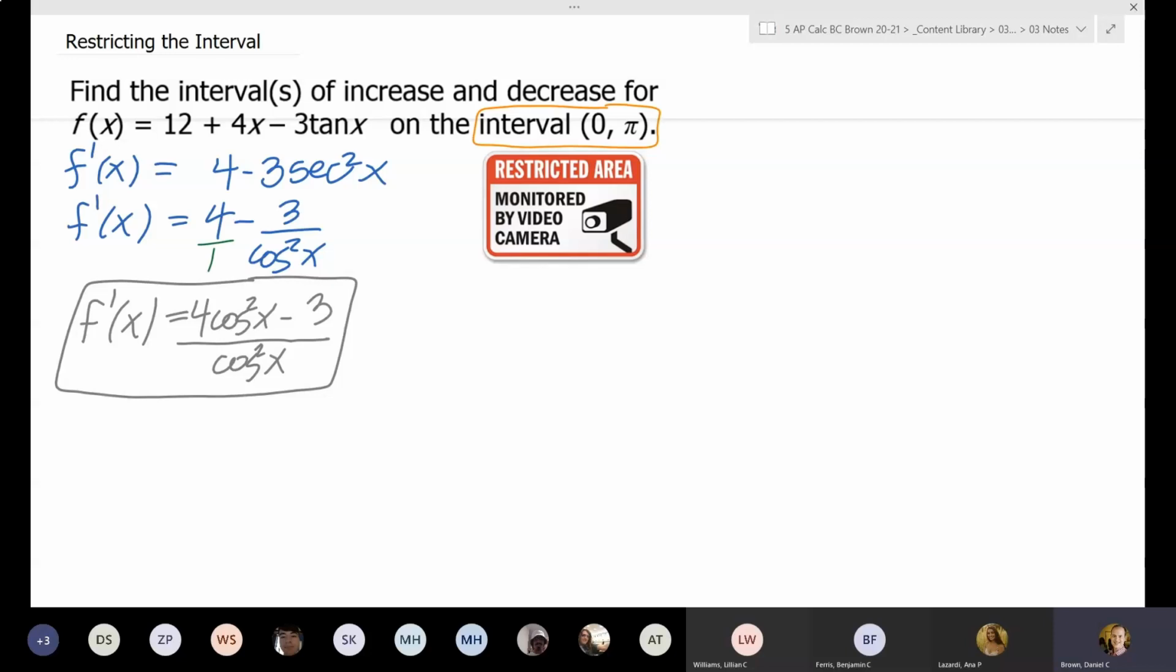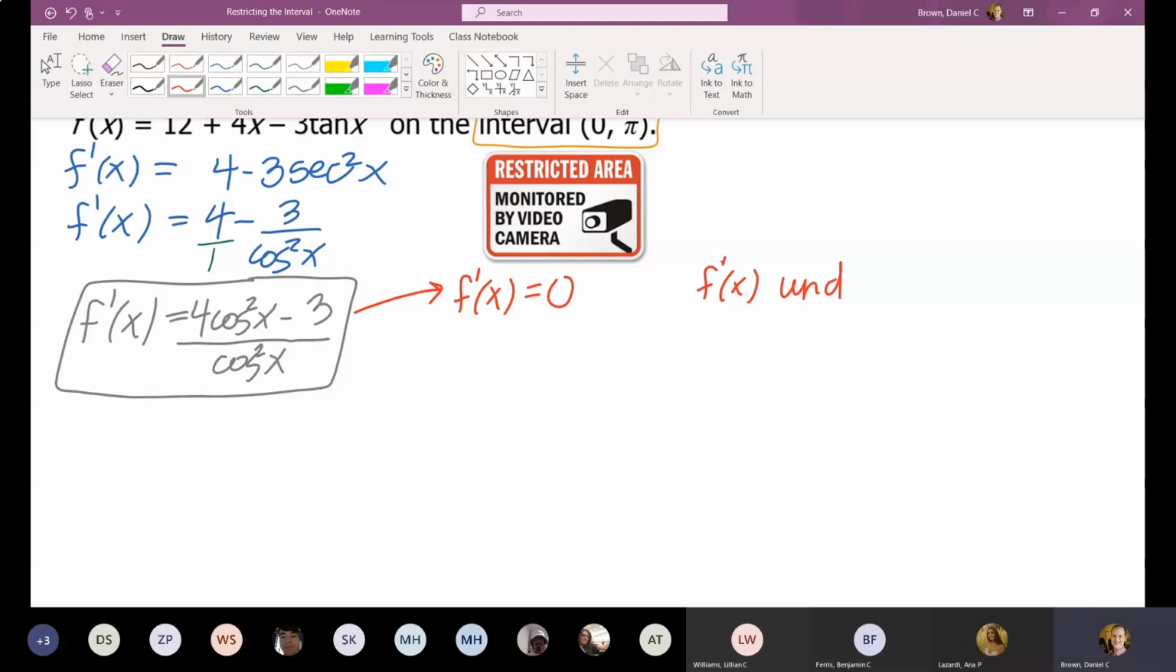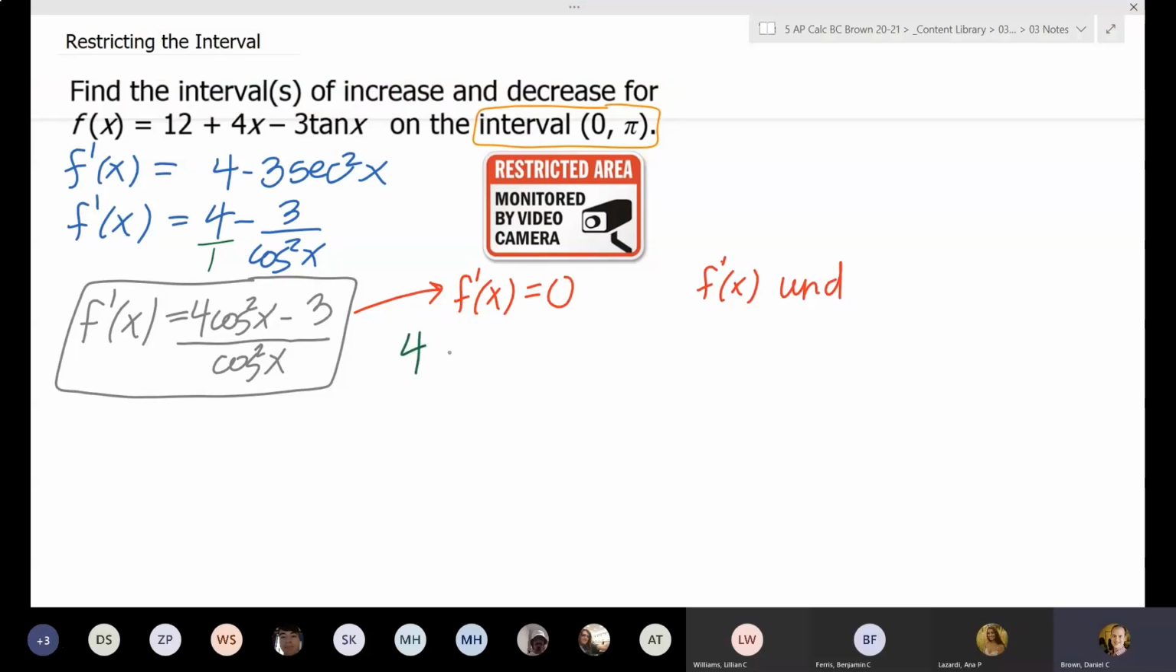So we found our derivative. The next step we need to do is to find our critical points. We know the critical points happen in two places. They happen when the derivative is equal to 0, and they happen when the first derivative is undefined. Since this is written as a fraction, I know the first derivative is equal to 0 basically when I set that numerator equal to 0. The first derivative is undefined when that denominator is equal to 0.